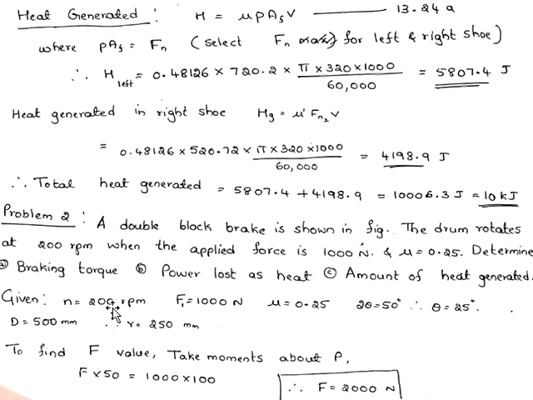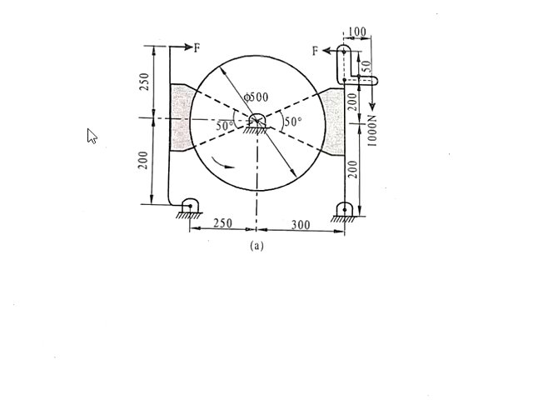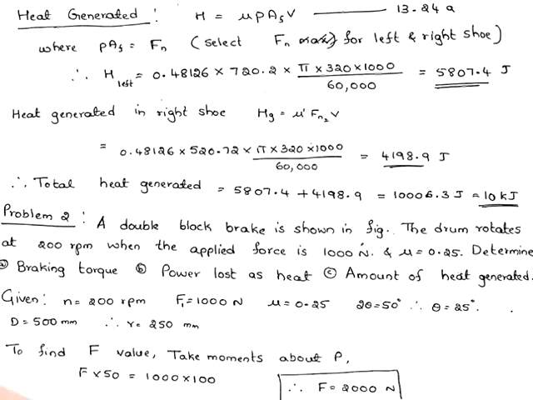2 theta is equal to 50 degree. It is given in the diagram. Theta value is not given in the question, but it is given in the diagram. Therefore, 2 theta is equal to 50. Theta value will be 25. We need not take mu dash in this problem, as 2 theta is less than 60 degree. Diameter of drum is 500 mm. Therefore, radius will be 250 mm.